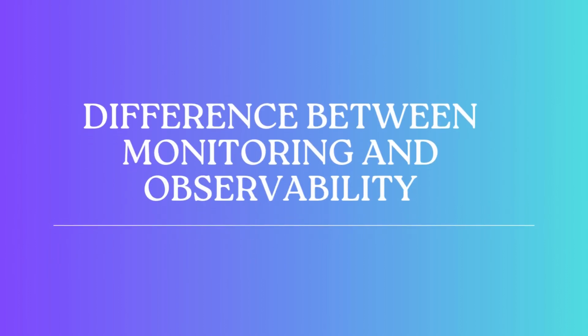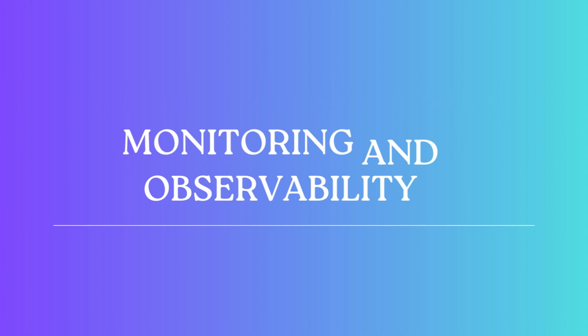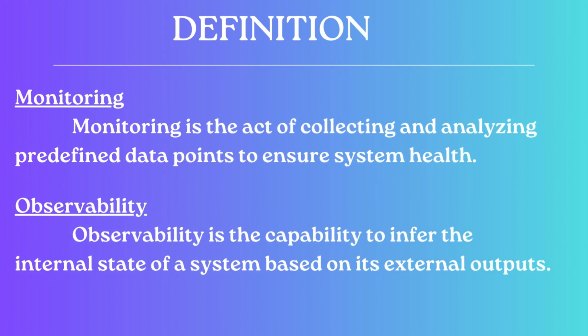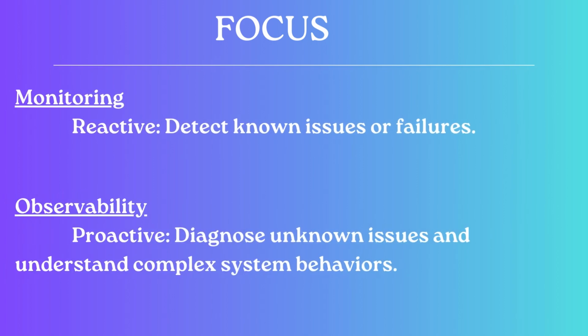Okay, so now you would know what observability is and what monitoring is. There are certain core differences, so let's get into them. What are all those things? We can start with the definitions. Monitoring is the act of collecting and analyzing predefined data points to ensure system health. Observability is the capability to infer the internal state of the system based on its external output.